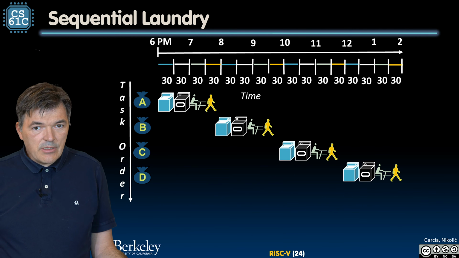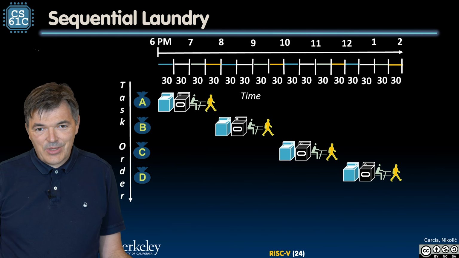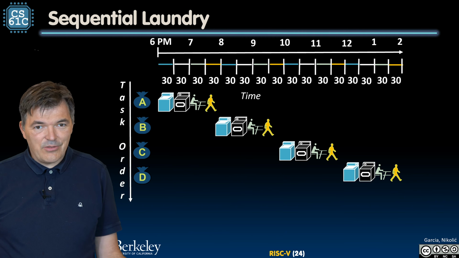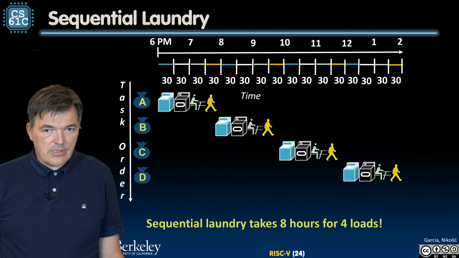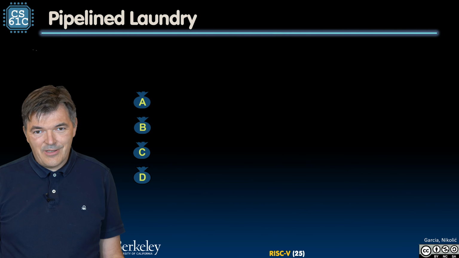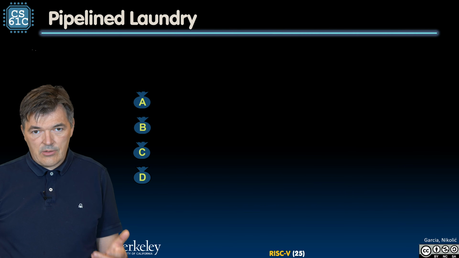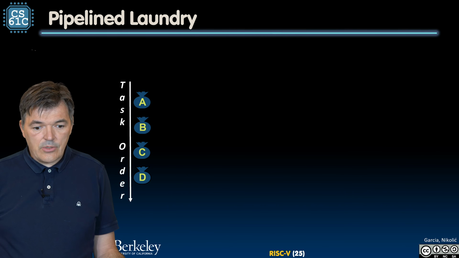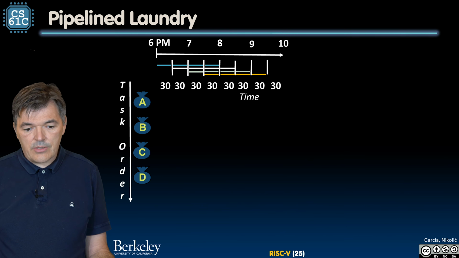So we certainly can try to do multiples of these phases of laundry concurrently. So instead of having sequential laundry that takes 8 hours for 4 loads, perhaps we can do better. So here is an approach of pipelining laundry processing. We still have 4 tasks: Avi's, Bora's, Caroline's, and Dan's. And we are still going to start at 6 p.m. But we should be able to take less time if we overlap our tasks.